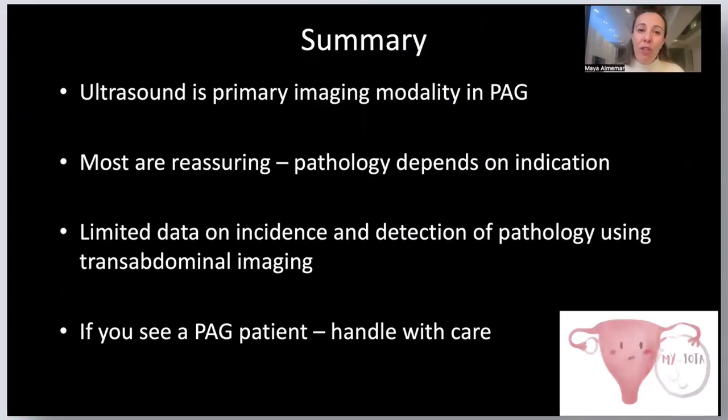And so, in summary, ultrasound is really the primary imaging modality in pediatric and adolescent gynecology. The vast majority of the scans we do are normal and reassuring, and really the incidence of pathology and the type of pathology we see may depend vastly depending on the indication and why we're scanning. There's really limited data on the incidence and detection of pathology using transabdominal imaging in this cohort of patients, and we really do need more data.